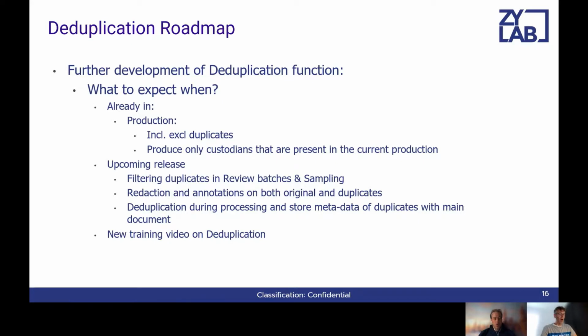Things that we're also working on and that should be coming shortly is support for applying redactions and annotations, both on the original and on the duplicates automatically. Now, this doesn't sound very hard, but it actually is not that trivial. You could imagine not all documents, even though they're duplicates, are identical. This is especially true for emails.